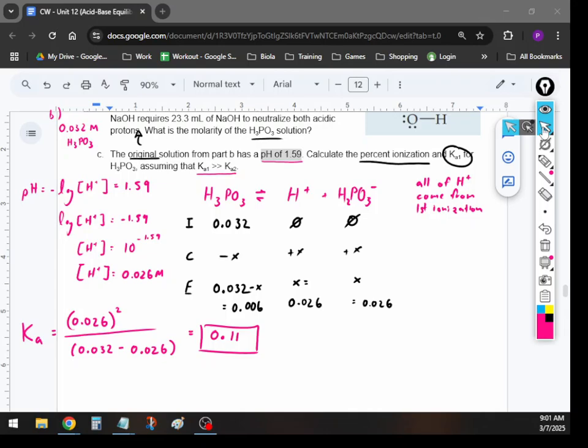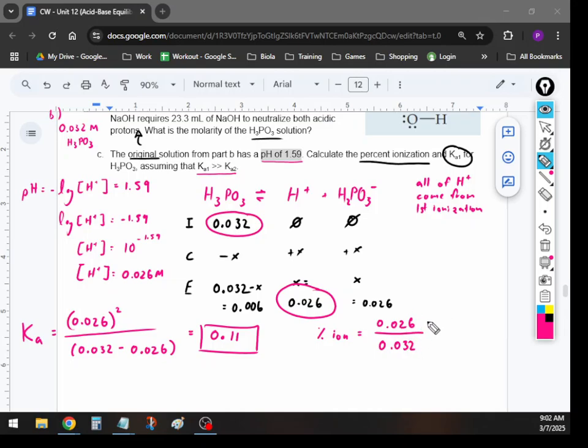All right, so 0.11. All right, so that's Ka. Let's do percent ionization now. So percent ionization, pretty simple. If you guys don't remember the equation, that's totally fine. But for percent ionization, we're going to take the amount of hydrogens that ionized, so 0.026, divided by the initial amount of acid that we had, so 0.032.